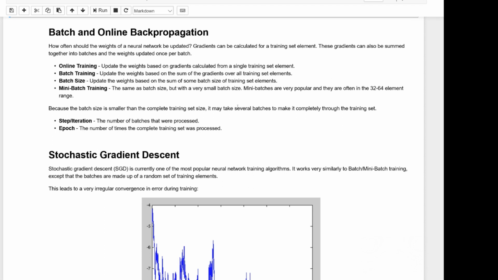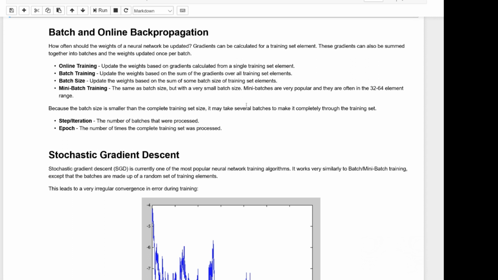And then it will apply the changes to the weights. Online training simply applies the change to the weight as soon as you calculate the gradient. Just one at a time. Calculate a gradient for one training row, apply it to the weights, move on to the next training row, calculate its gradients, add it to the weights, and continue.